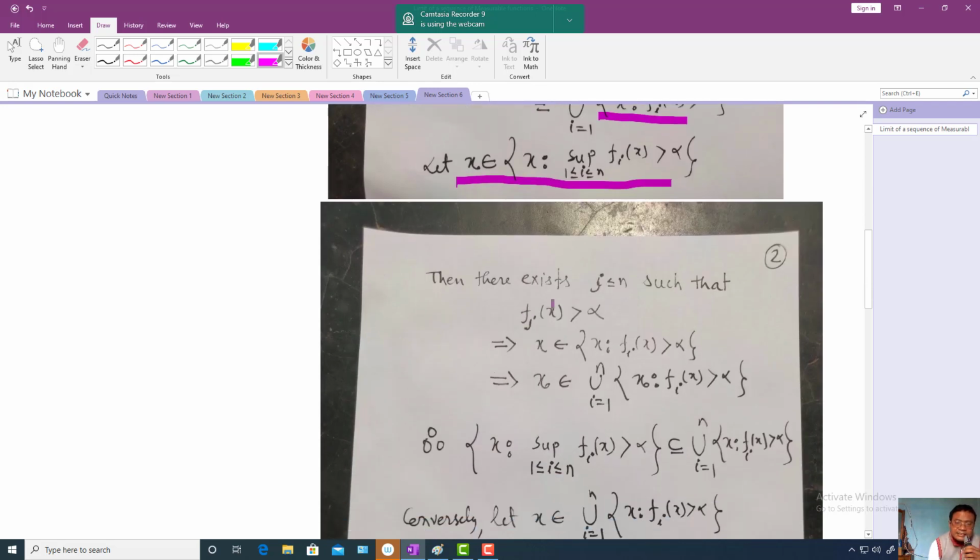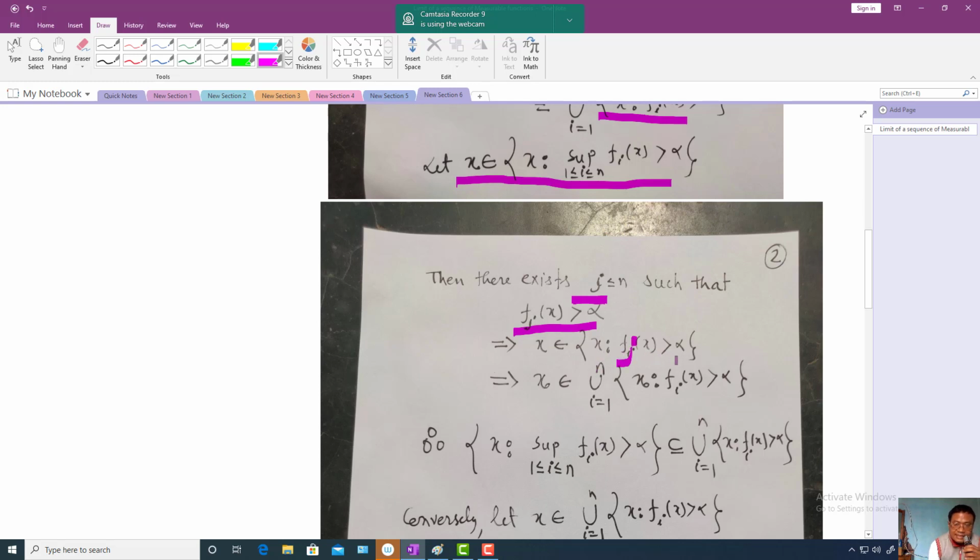Then there will be one function which will give you the maximum value. You are evaluating the maximum value of the functions f1, f2 up to fn. So one function will give you the maximum one. Suppose the index j gives you the maximum value, where j is less than or equal to n, such that the supremum occurs at this j. All right, so that means what? x belongs to the set of x such that fj(x) is greater than alpha. This should be j.